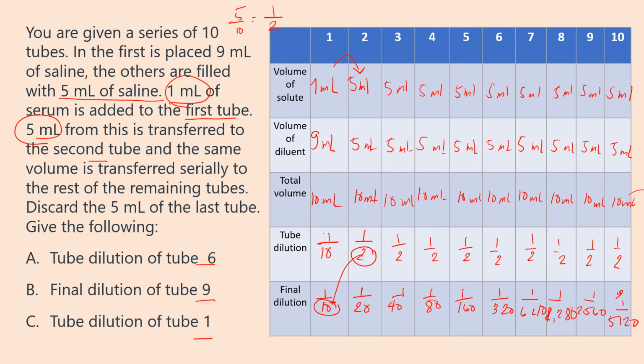So what is being asked is the tube dilution of number 6. So you have 1 over 2. Final dilution of tube number 9, that is 1 over 2,560. And the tube dilution of tube number 1, that is 1 over 10.